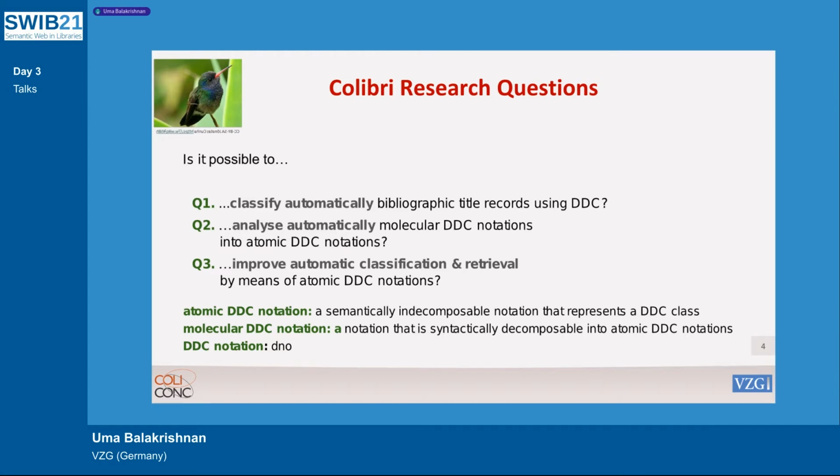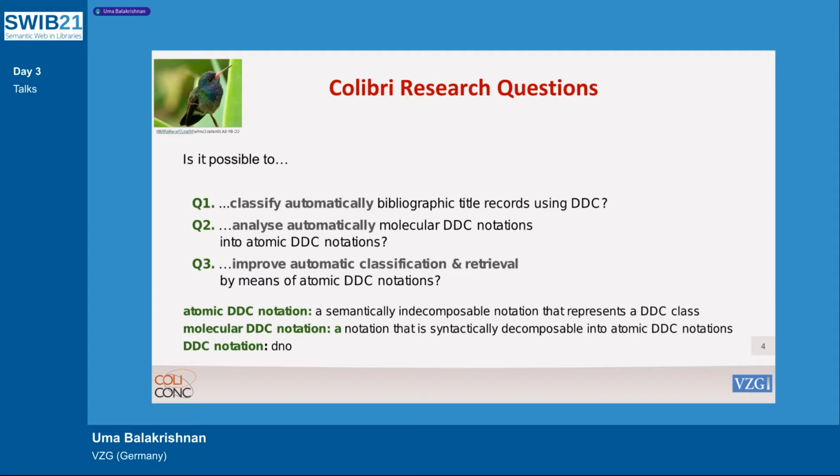Right. So Colibri put forth back then three research questions. I will read these out to you. The first one: is it possible to classify automatically bibliographic title records using DDC? Is it possible to analyze automatically molecular DDC notations into atomic DDC notations? Is it possible to improve automatic classification and retrieval by means of atomic DDC notations?